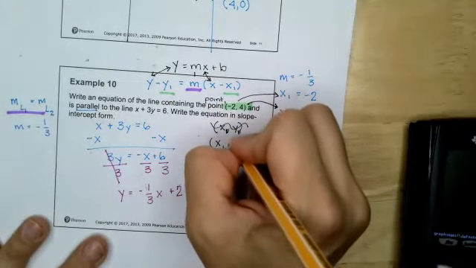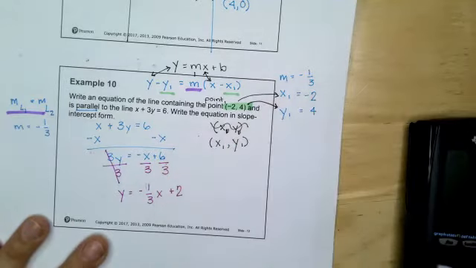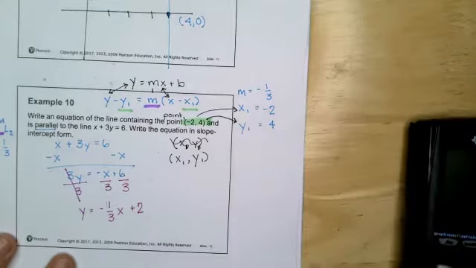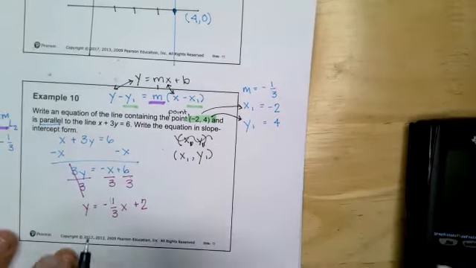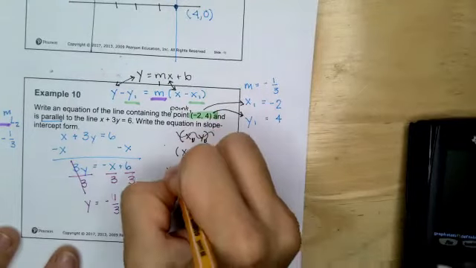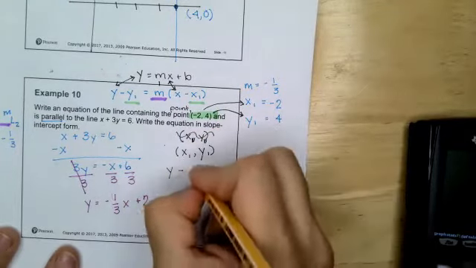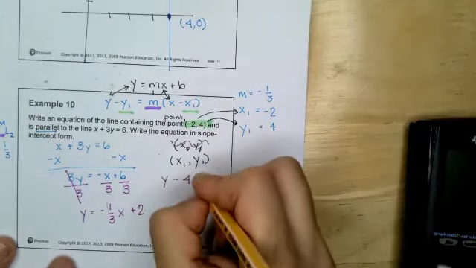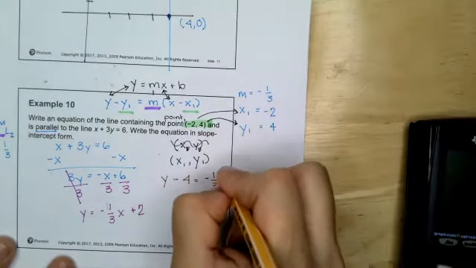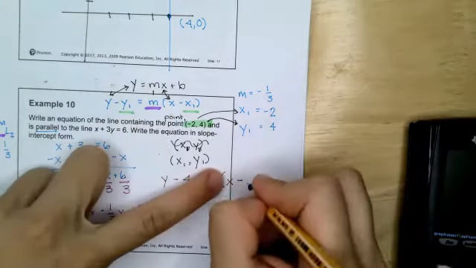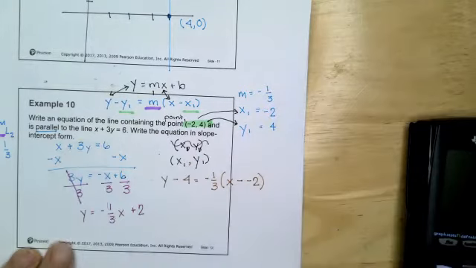X sub 1, y sub 1. Good. So I know my x sub 1 is negative 2, my y sub 1 is 4. Don't confuse the negatives. Don't forget the negatives. And let's solve it. So we have y minus, instead of y1, I'm going to write the number 4, equals, instead of the letter m, I'm going to write negative 1/3. Negative 1/3 is going to be multiplied by the x minus negative 2. So it's a double negative.